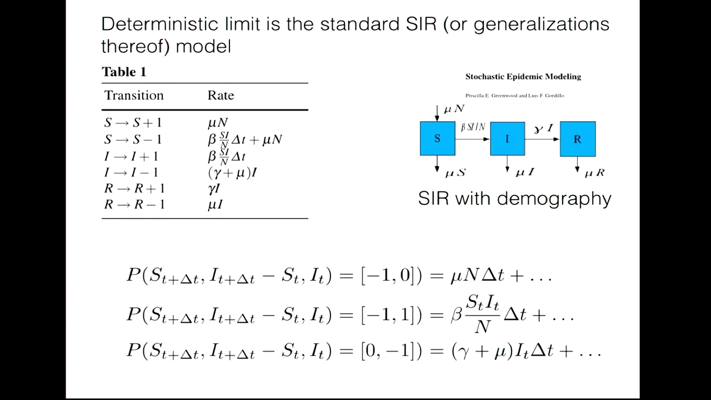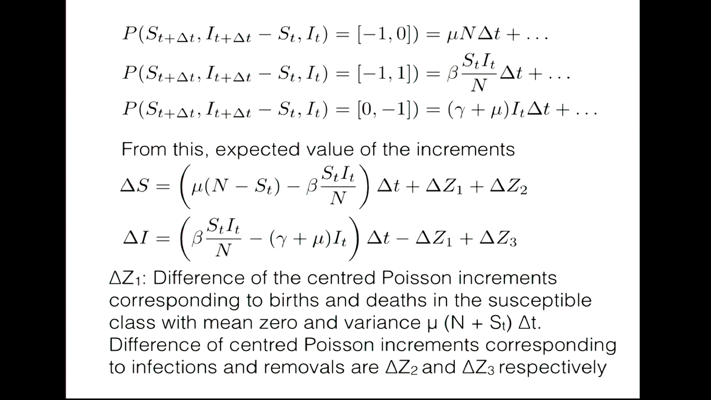So if you take these equations here, for P and P here, the total conservation of probability equation for all of the stuff that can actually happen, you take it and you write it in this form. You can compute the expected value of the increment by just averaging over these probabilities. So the expected value of the increment here is just the mu times N minus S_t minus beta S_t I_t by N times delta t plus delta Z1 plus delta Z2, where delta Z1 and delta Z2 are Poisson increments. So these are the two random parts of this change here.